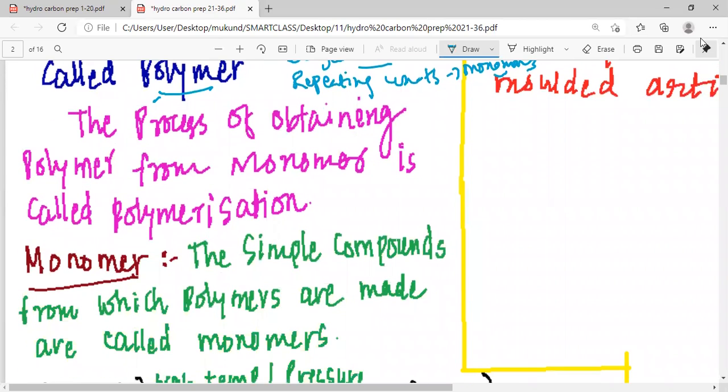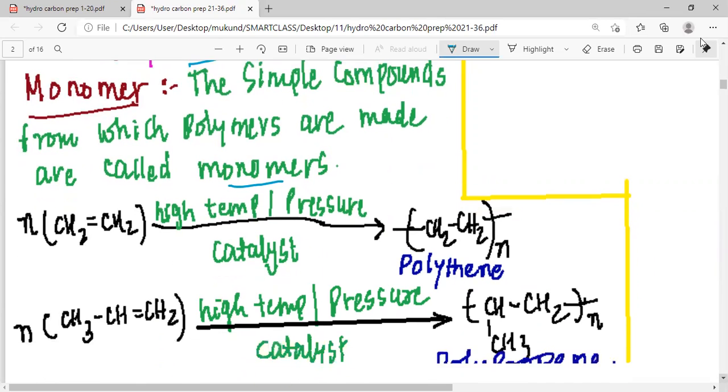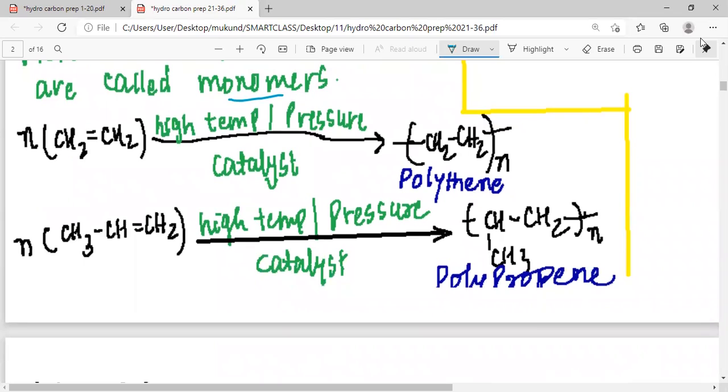The process of obtaining polymer from monomer is known as polymerization. What is a monomer? The simple compounds from which polymers are made are called monomers. So these are the definitions by which you can understand the meaning of the word polymer, what polymerization is, and what a monomer is. Sometimes they ask you these definitions, so you should learn them.